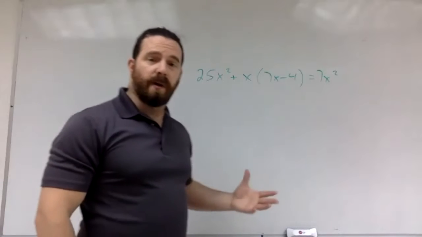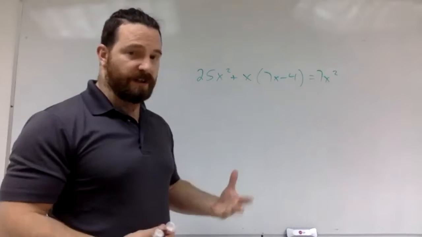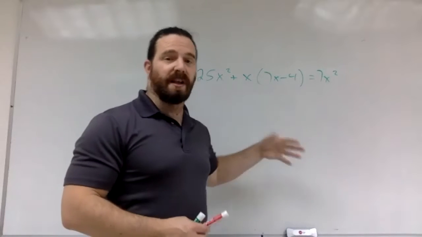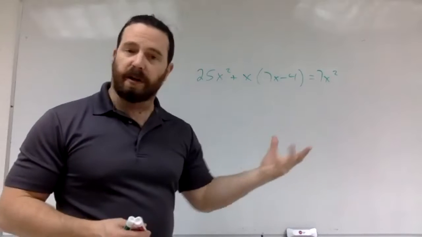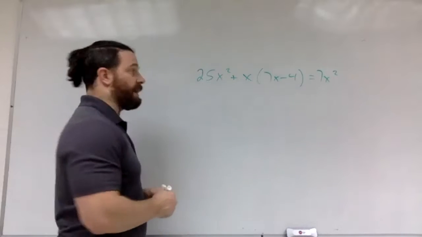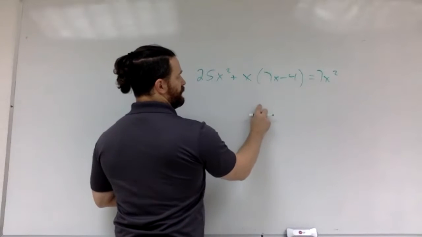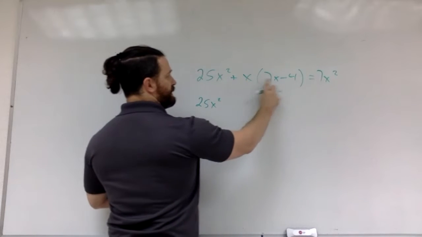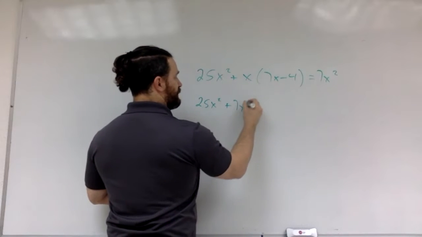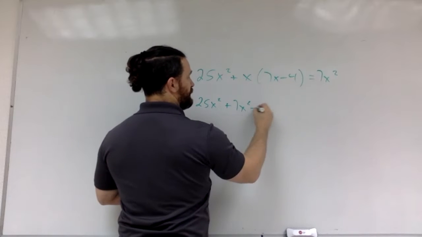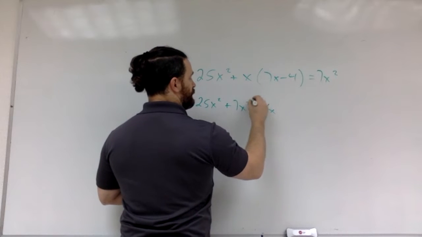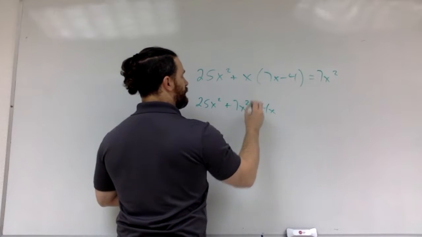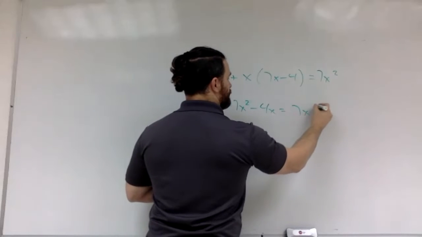I don't care what kind of equation you're working with. Your first step in equations, if you have parentheses, you've got to do the distribution, and then we've got to start combining like terms. So let's do that. Do my distribution first. I already have 25x squared. I'm going to multiply x times this. That makes 7x squared. x times this makes negative 4x. All equal to 7x squared.